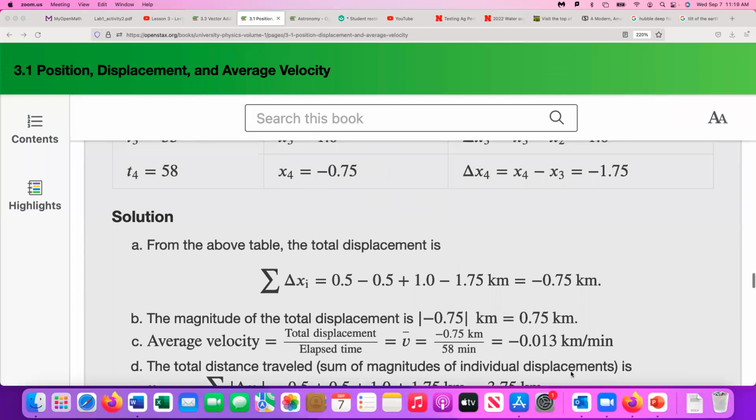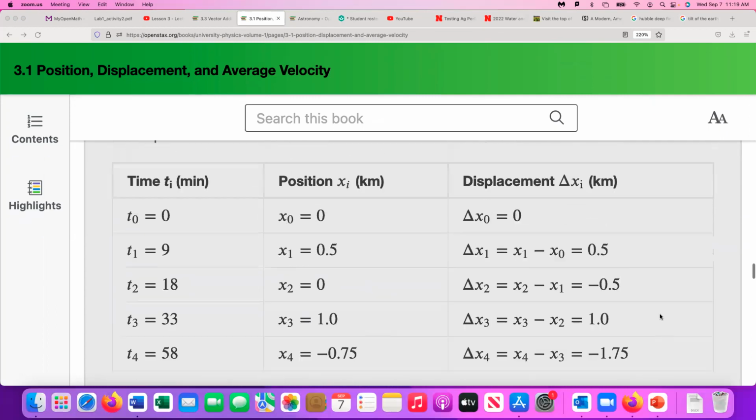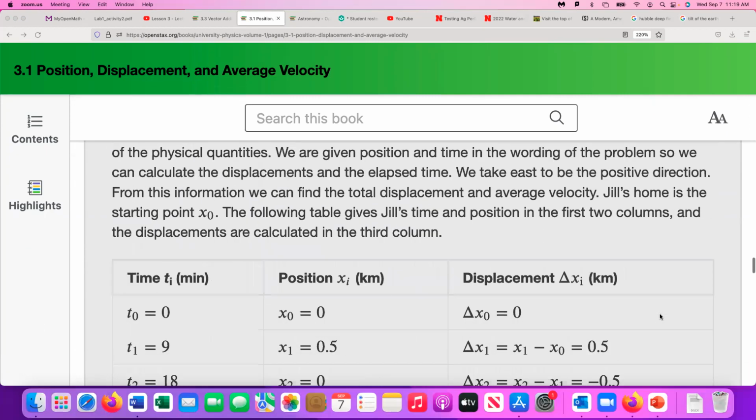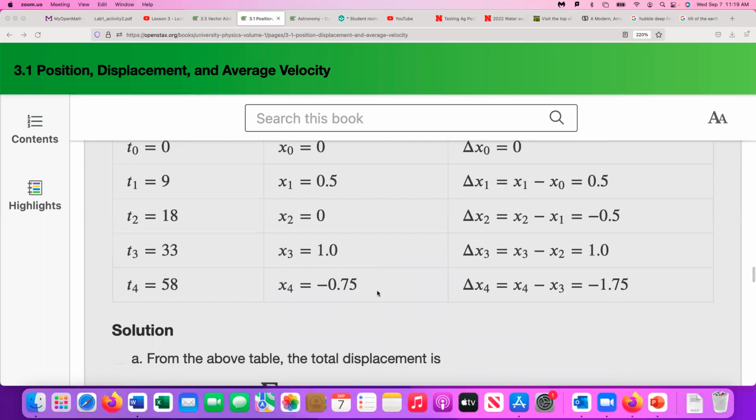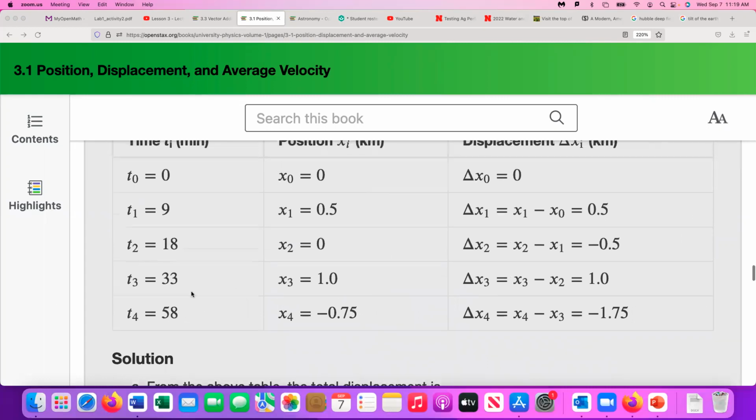In part B, they want to know the magnitude of the total displacement. So the magnitude of negative 0.75 is just 0.75 because that's what magnitude does, takes the negative sign off of it. Then they want to know the average velocity. Well, the average velocity, you take this displacement, which is the negative 0.75, and divide it by the time. Go back and add up all the minutes that it takes for her to do all these things, like all the way to 58 minutes to do this. And that's the time, right?